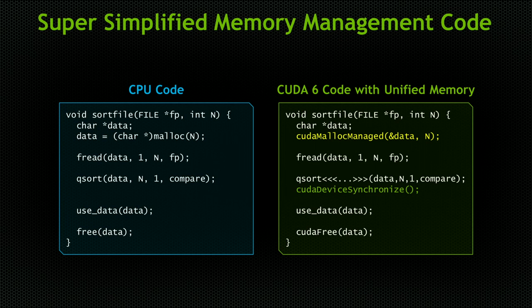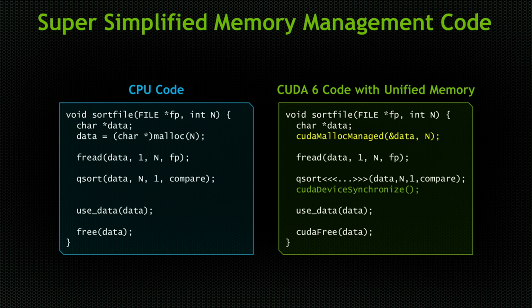So here we have two programs. They both do the same thing. On the left is just CPU code, and it allocates data with malloc and then reads data from a file into the allocation, and then it sorts the file using qsort and then uses the data in some other way on the CPU before freeing the memory.